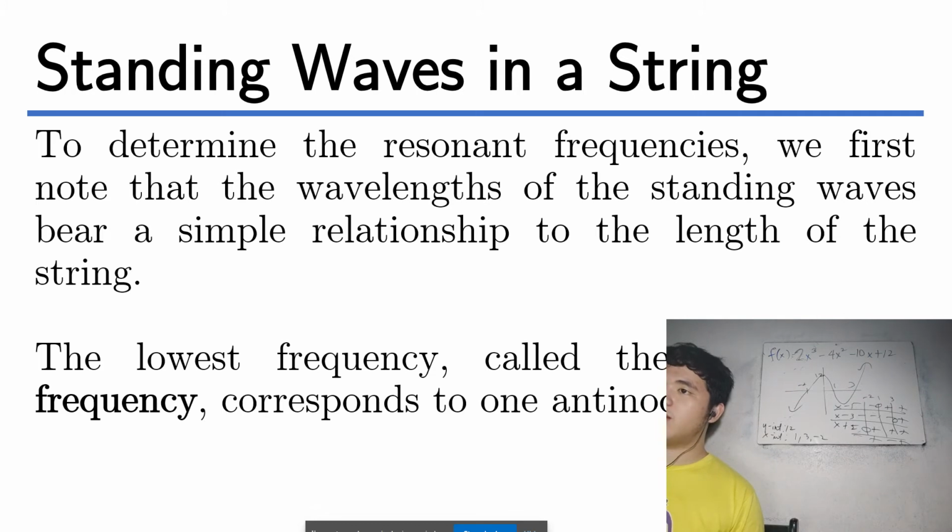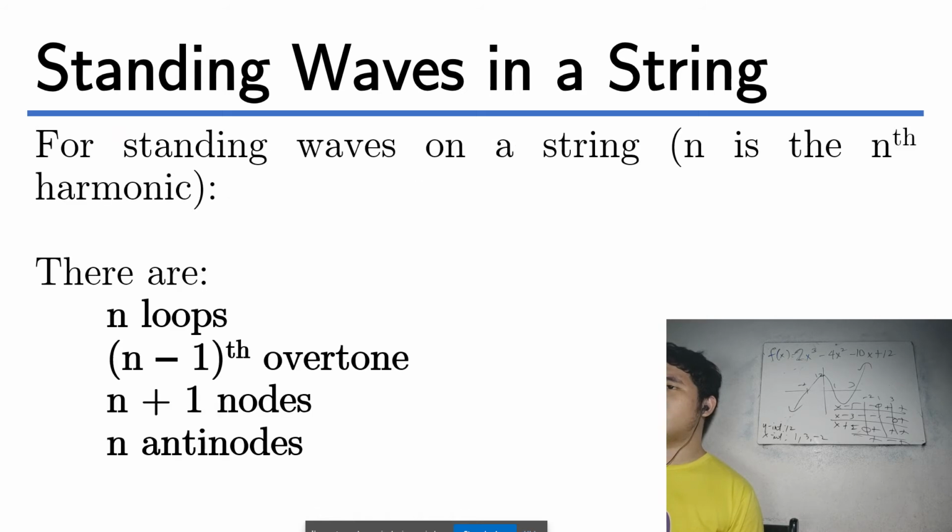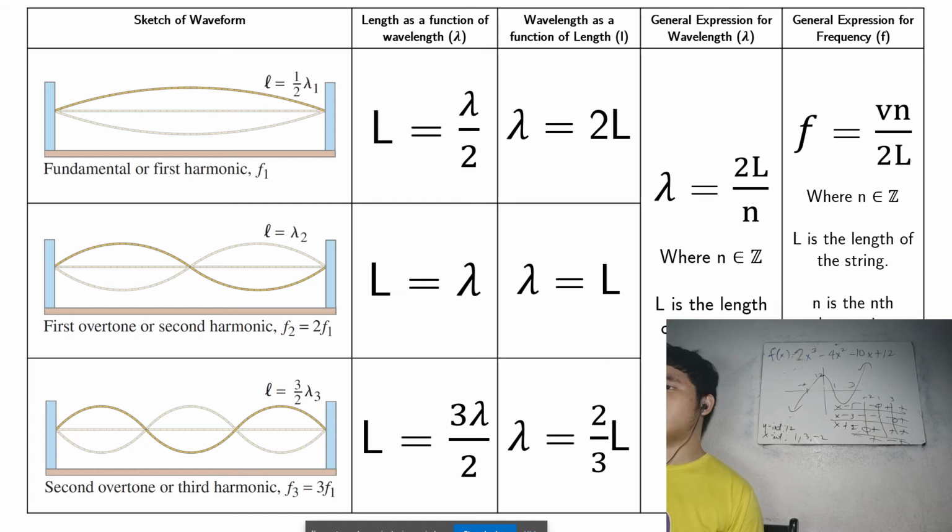To determine the resonant frequencies, so yun, meron tayong mga determine the relationship. The lowest frequency is called the fundamental frequency, which corresponds to one antinode or loop. There, for a standing wave, on the nth harmonic, there are n loops, n minus 1 overtone, n plus 1 nodes, and n antinodes. Ito yung nakita natin relationship to f equals vn over 2L for the frequency, no?